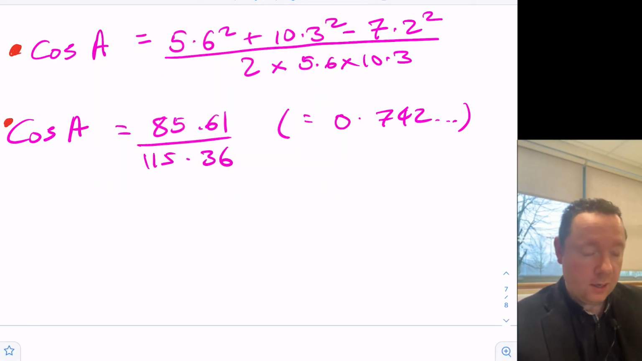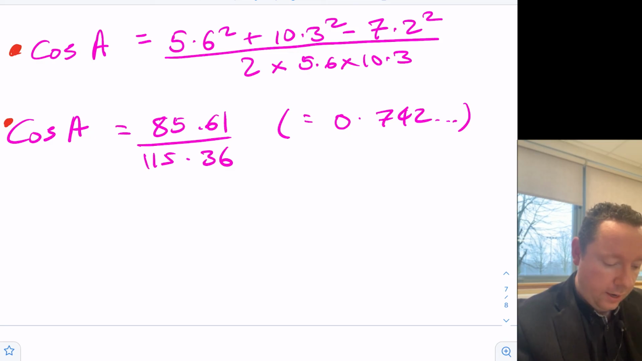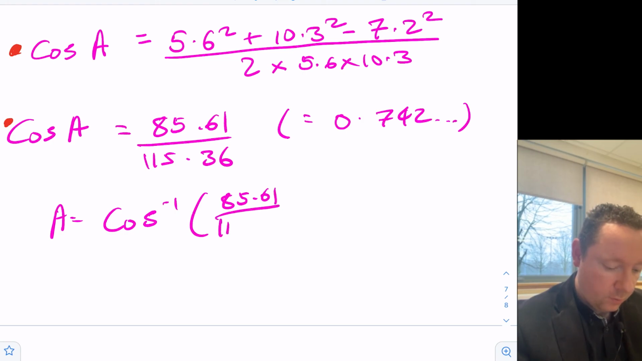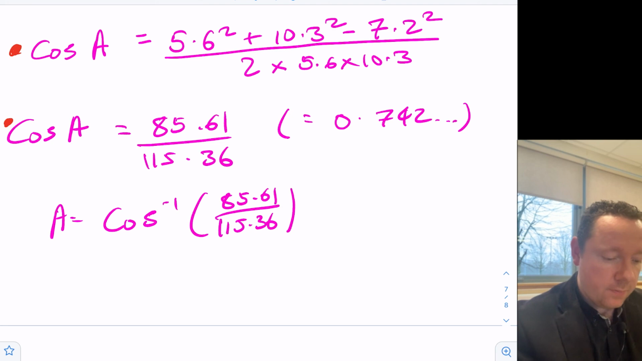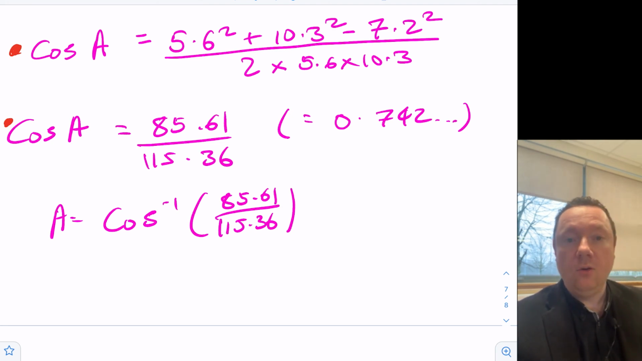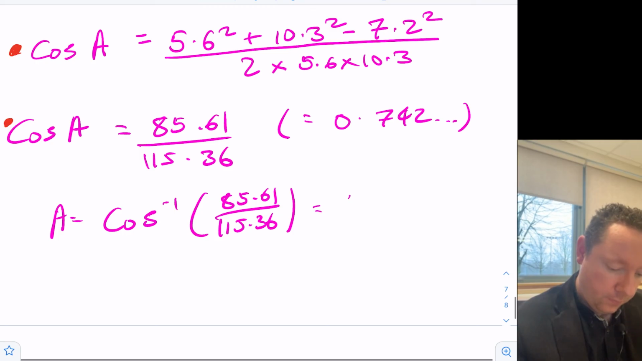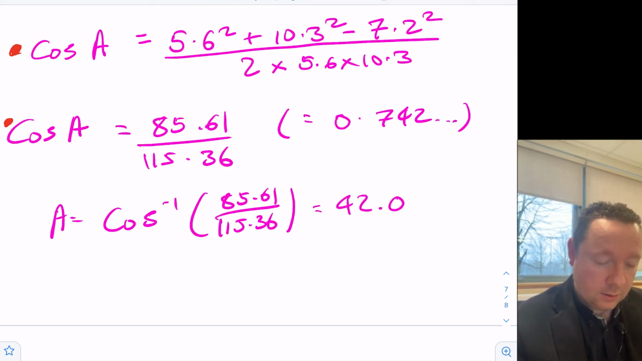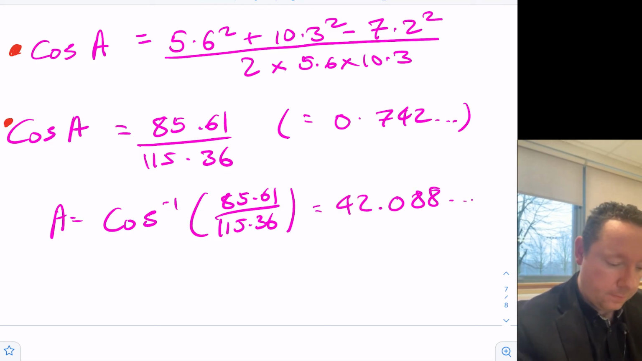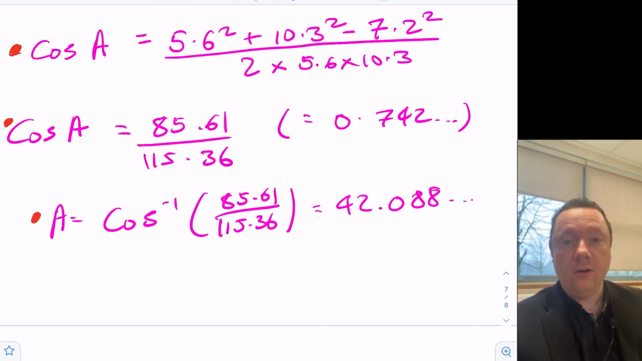Then looking at our third mark, calculating the angle. So A is the inverse cos of 85.61 over 115.36, or the inverse cos of this. And that gives me an angle of 42.008. 088, sorry. So there's our third mark, and then our fourth mark is for calculating the bearing.